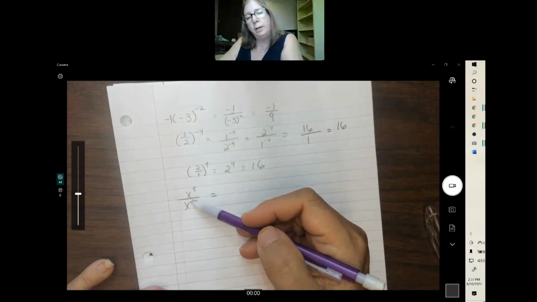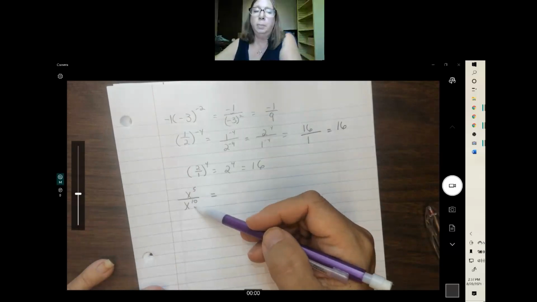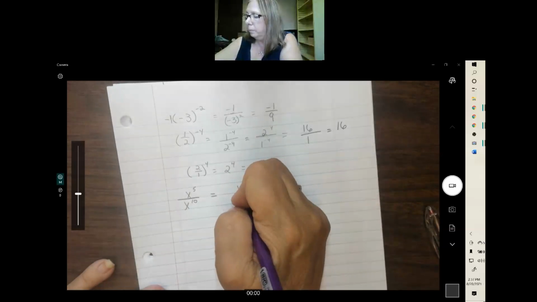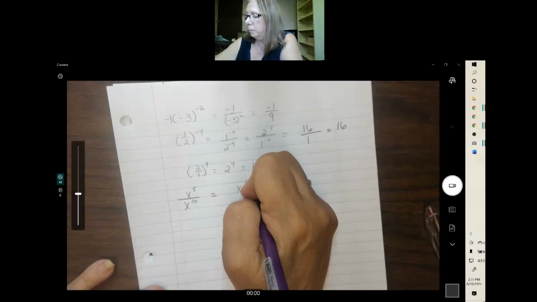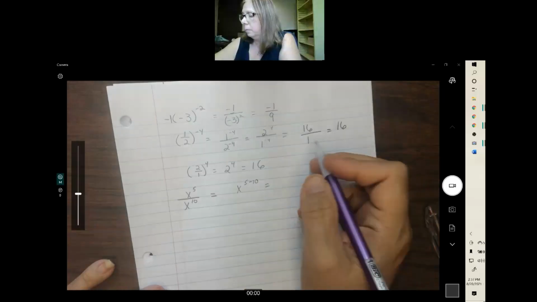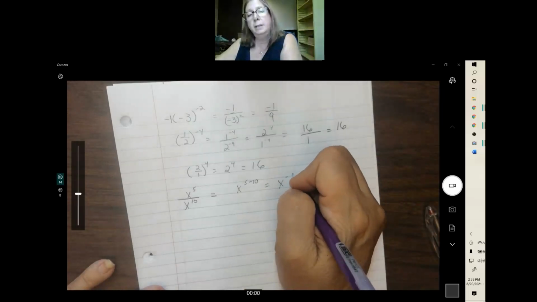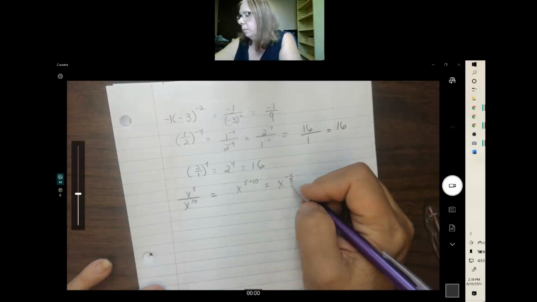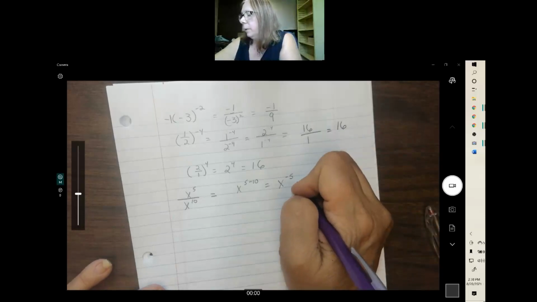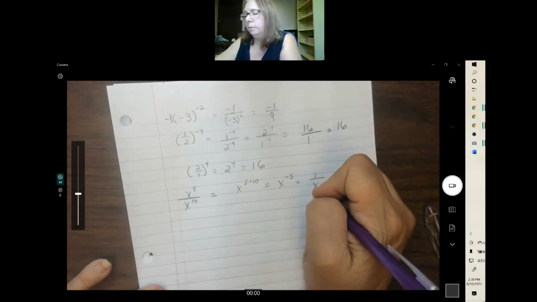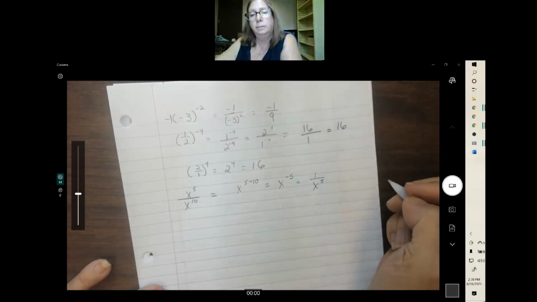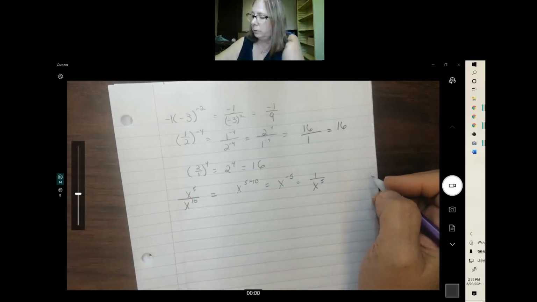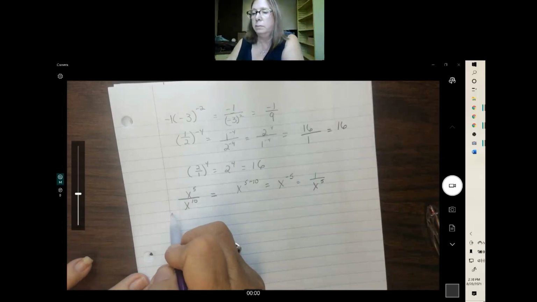When you're dividing, you subtract your exponents, top minus bottom. Which gives us x to the -5. And then you need to move it back to the denominator to make it positive. Any questions on that one?